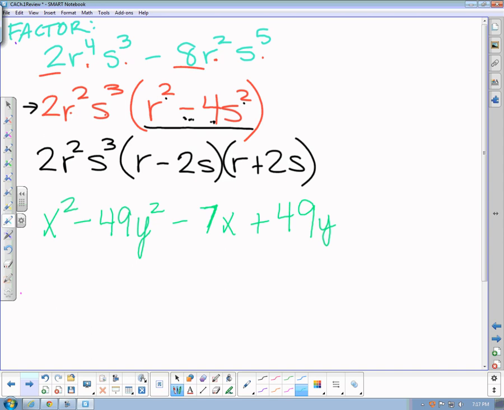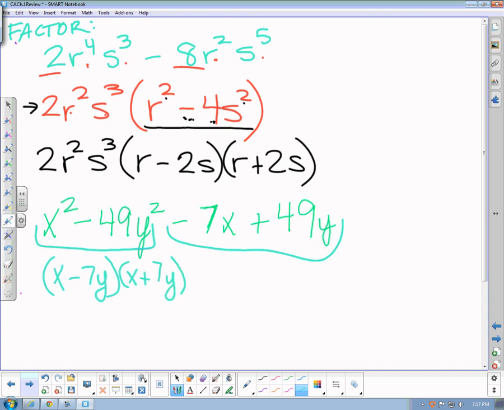And then the next one, because there's 4 terms, you're going to have to group things together. The way this one is written, you can do this a couple of different ways. Here, if you group these 2 together and those 2 together, perfect square, so that becomes x minus 7y and x plus 7y. And this one, if you take a negative 7 out, you would get x minus 7y, because a negative times a negative is a positive.